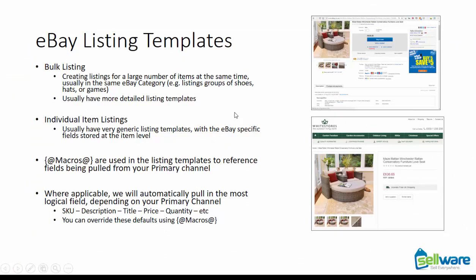So to wrap up here, we've gone through the bulk listing process. We've gone through individual listings. We've used macros and we've gone through how Sellware tries to intelligently pull the correct information to create your listing to make your life easier.